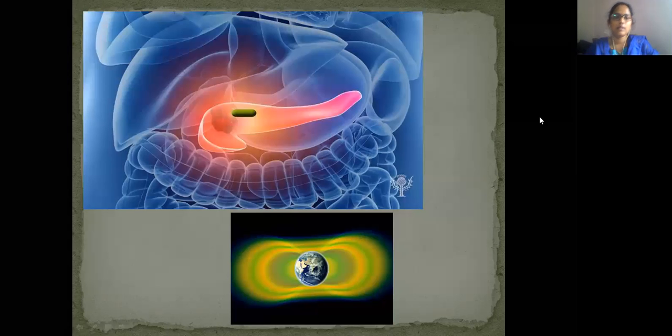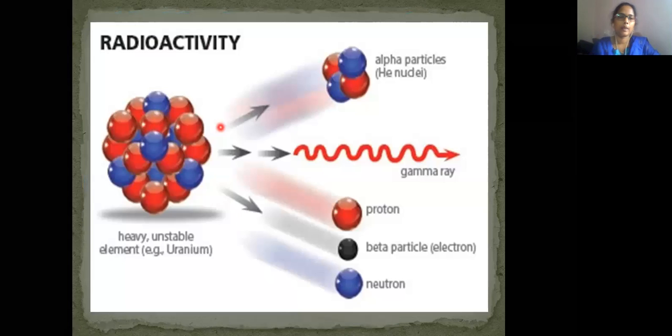This is an image of some capsule in the stomach producing radiations, and this is an image of the Earth producing radiations. This is how the radiations generally look. Based on this we will identify the location of the radioisotope. The heavy unstable element emits gamma radiations and produces stable compounds.